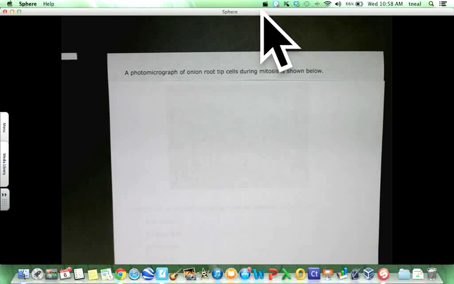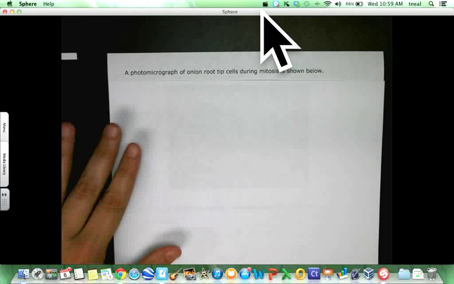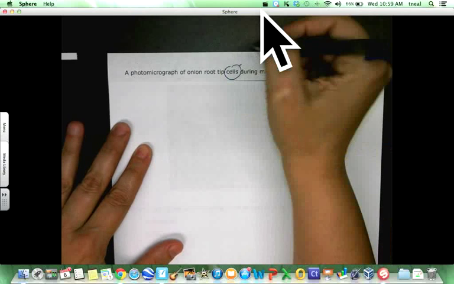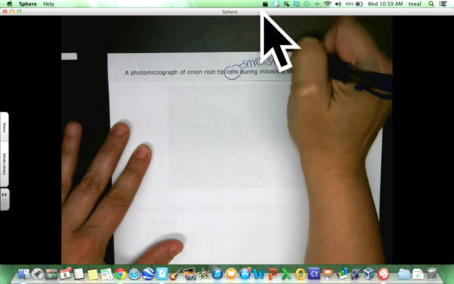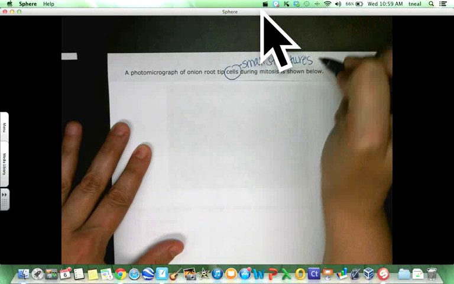A photomicrograph of onion root tip cells during mitosis is shown below. Now at first glance, or after I've read that the first time, it's confusing. It's confusing because there's some words in there that are big. You may not really be sure what it's asking you, but if you've been in any kind of science, whether it's biology, IPC, chem, phys, environmental, you should remember that cells are small structures. Yes, they're very small structures.